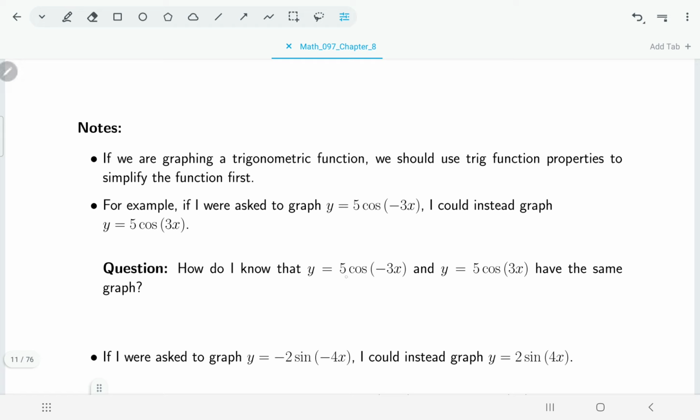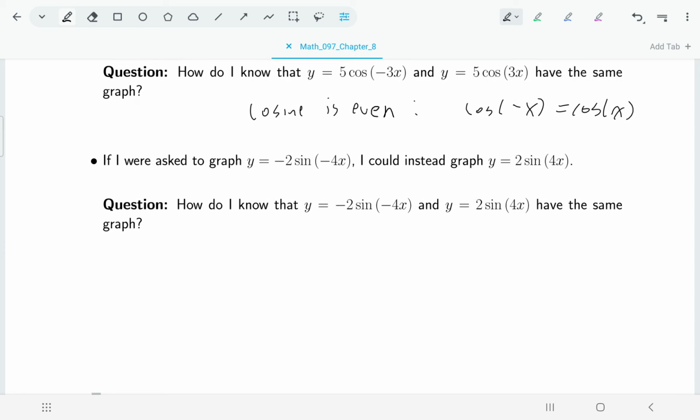So if you were looking at y equals 5 cosine of -3x, my claim is you could just graph 5 cosine positive 3x and you'll get the same graph, and the reason for that is because cosine is even. And because cosine is even, that means cosine of some negative angle is the same thing as cosine of the positive version of that angle. Or in other words, cosine is just sort of absorbing that negative. So 5 cosine of -3x is the same thing as 5 cosine of positive 3x.